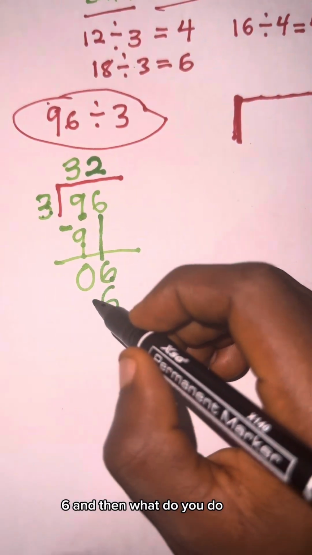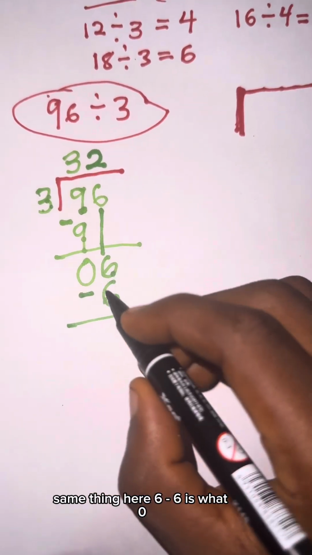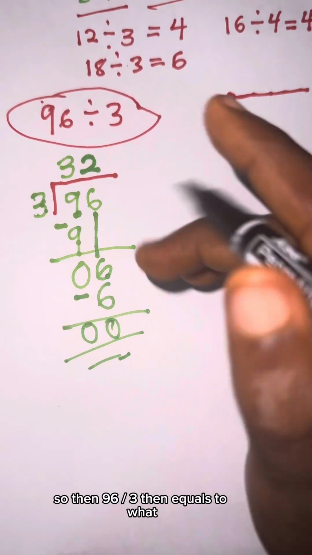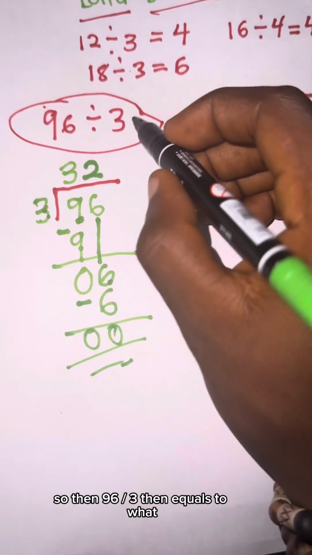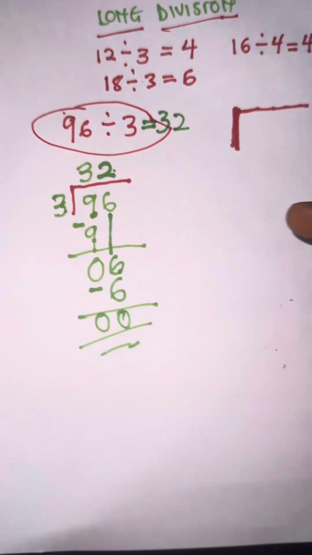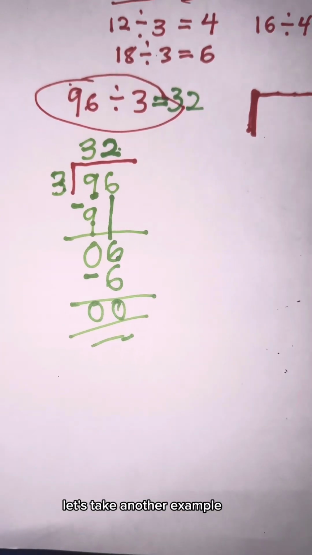6. And then you bring the subtraction, same thing here. 6 minus 6 is what? 0. And then this is your answer. So 96 divided by 3 equates to what? 32. You understand? If you don't get it, let's take another example.